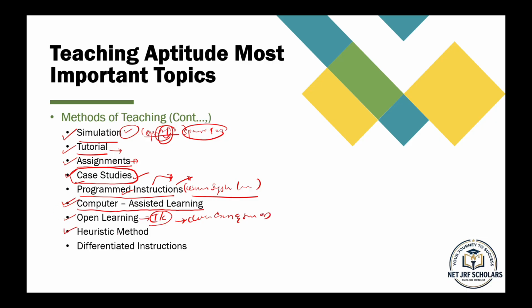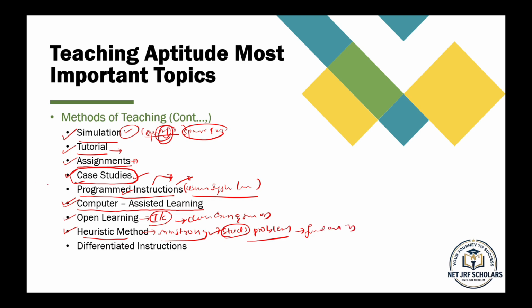Okay, and the heuristic method. It is proposed by Armstrong. It is very, very important. It has been asked multiple times in the examination. Okay, and so like self, he studied by himself. He is given a problem and he has to study by himself to find out the answer.